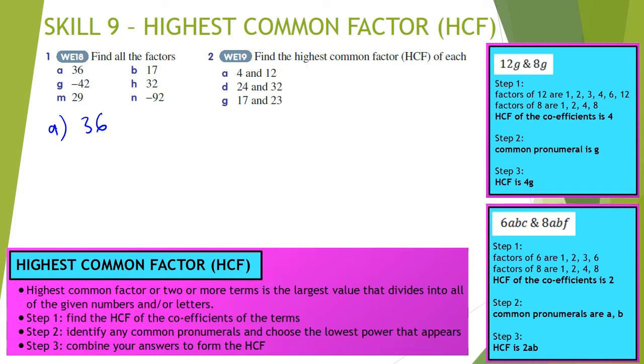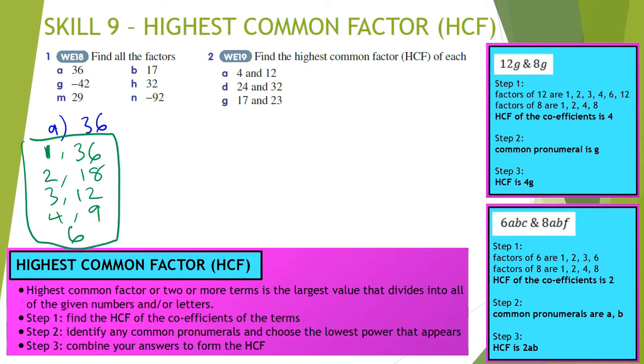So let's find the ways we get to 36. You can get there by doing 1 multiplied by 36, so they're both factors. 2 multiplied by 18, they're factors. 3 multiplied by 12, 4 multiplied by 9, and 6 multiplied by itself, 6. So here we've got a list of 9 factors, which are all numbers that go into 36, and that's quite a few. That's what we need to do for question 1.